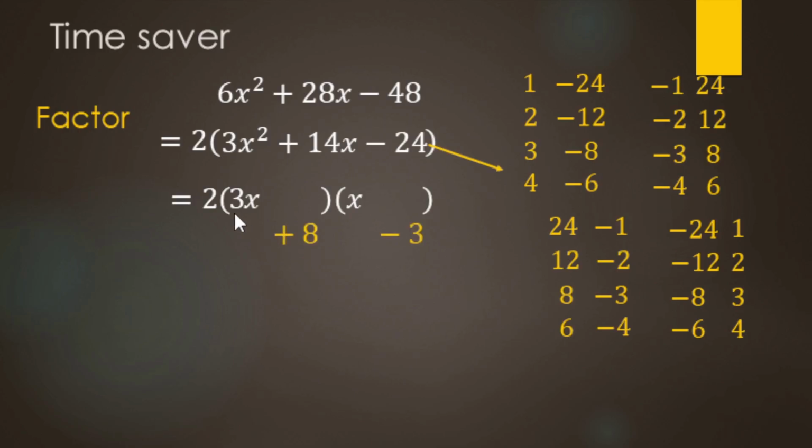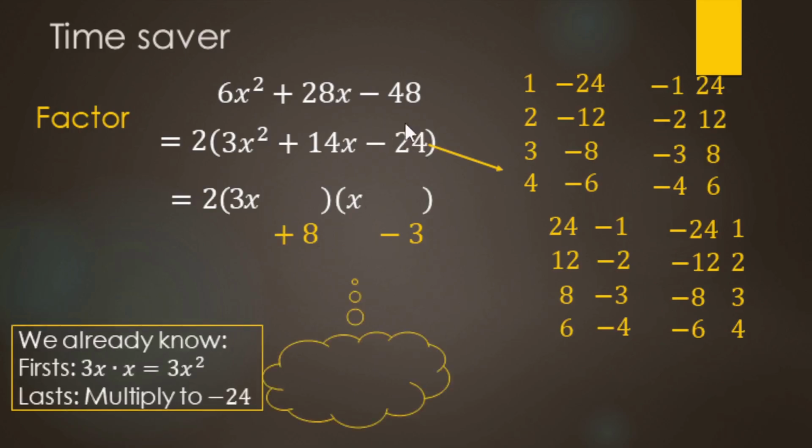So we're going to guess. We already know the 3x and the x multiply to 3x squared. So now we're just guessing numbers that multiply to a negative 24. So first guess, plus 8 minus 3. Now remember, we already know they multiply to a negative 24. Don't have to check that. We already know the firsts are good there, so we're still just checking the outers and the inners. We're only focused on the coefficients here. We're not worried about the x's, okay?